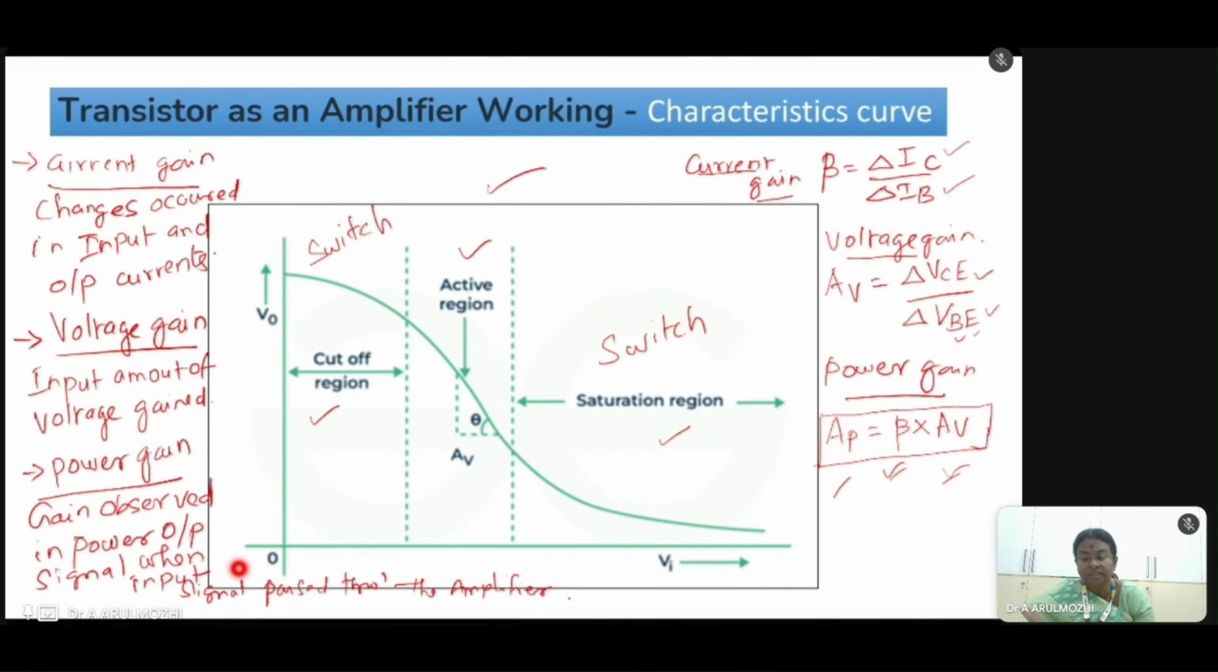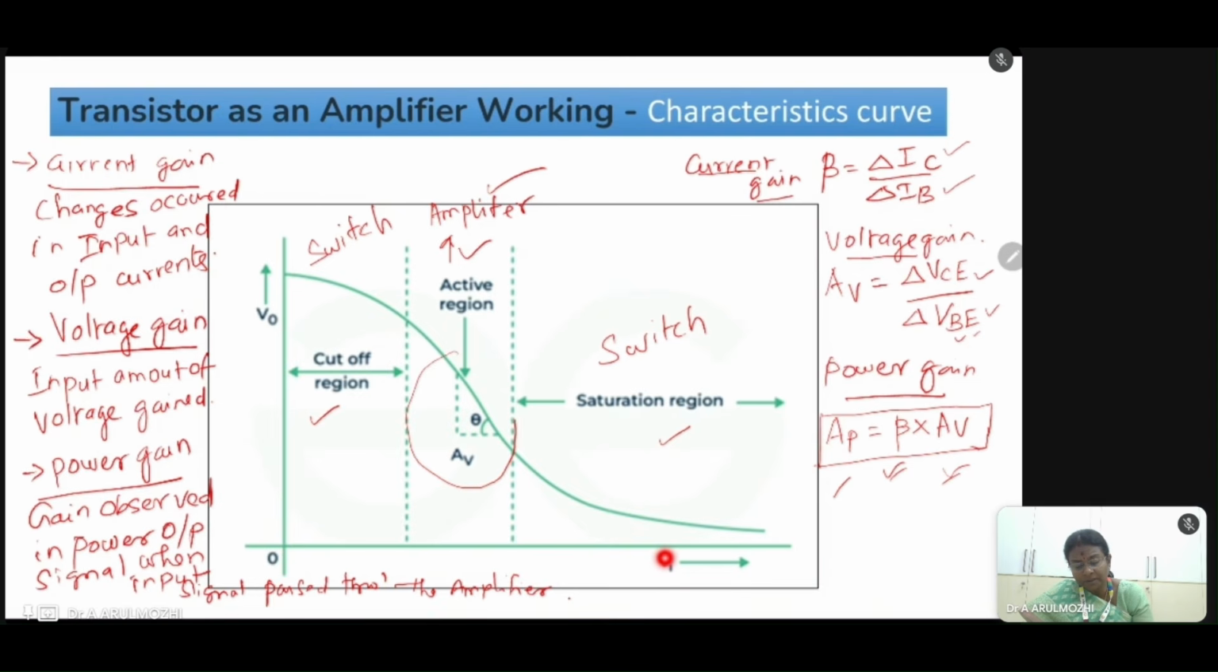So based on the input given, it is going to act as the amplified signal, or it is going to act as an amplifier. And in this curve, in the case of the active region, we have to depend more on this active region, because only in this region is it going to act as an amplifier. Okay, so in the active region, the transistor acts as an amplifier. In the cutoff region and the saturation region, it is going to act as a switching device.